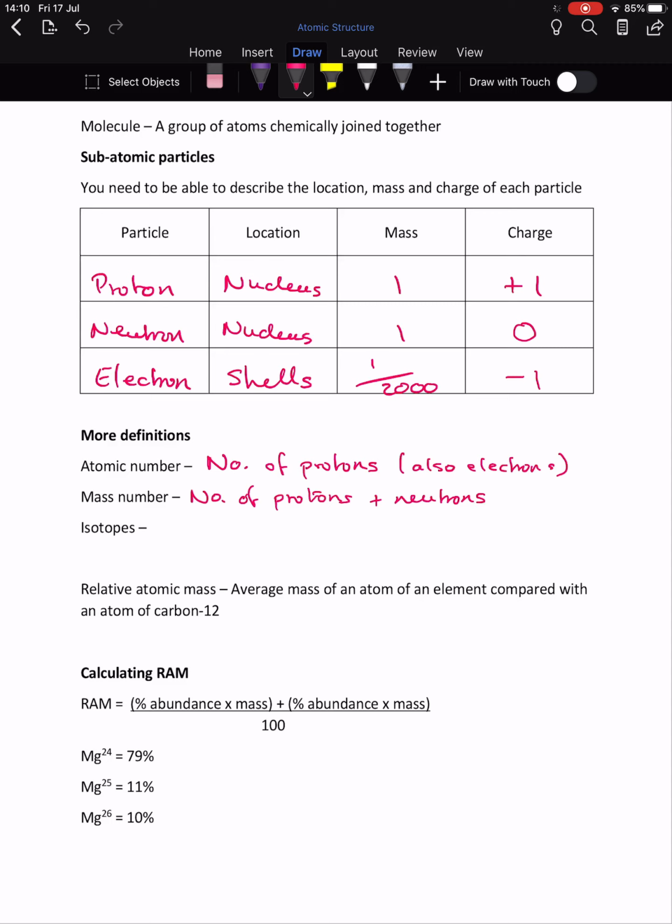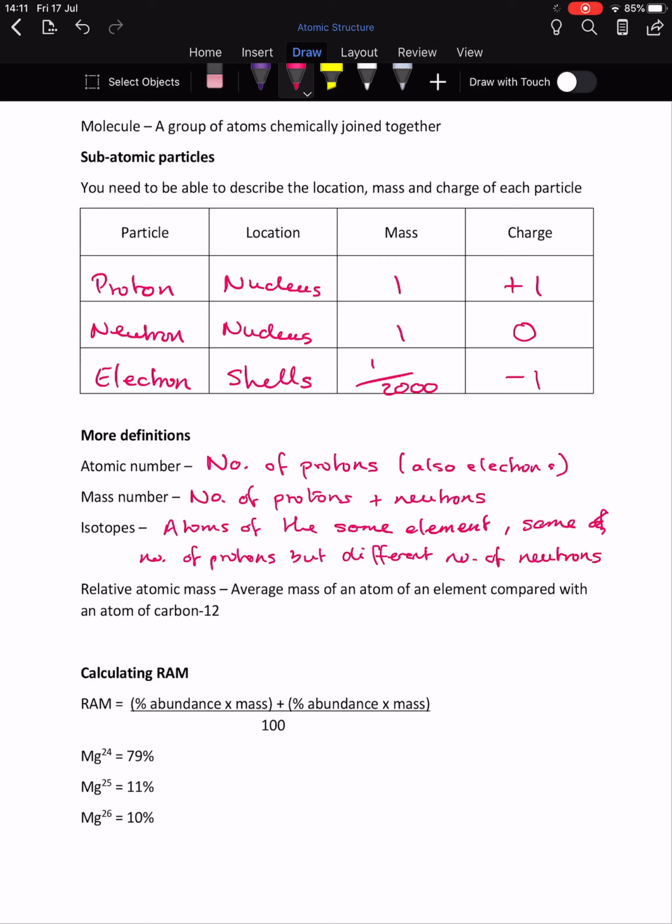Isotopes then are atoms of the same element, but they're different in that they have different numbers of neutrons. So they're atoms of the same element with the same number of protons, but different numbers of neutrons. That's a definition that comes up quite regularly, so it was one that I would learn if I were you.